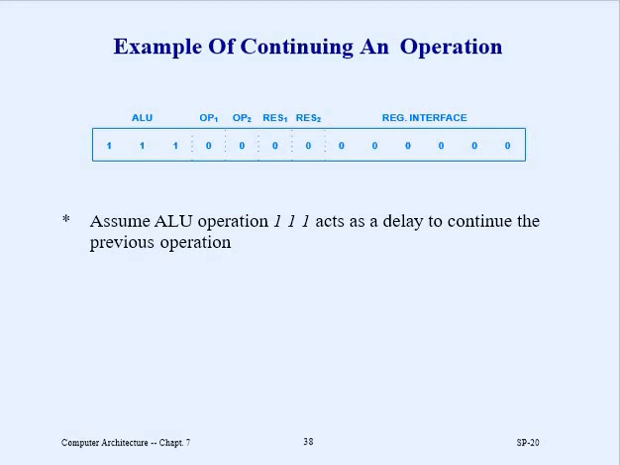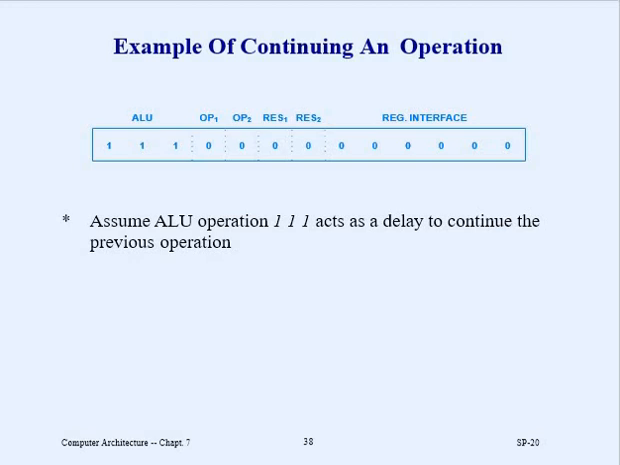complete the task in a single clock cycle, because of course there is no magic within the computer. It has to calculate all the steps with accuracy and in its due course of time. So it requires some time. So we have designed this 111 code in the ALU to instruct it to continue the previous operation.